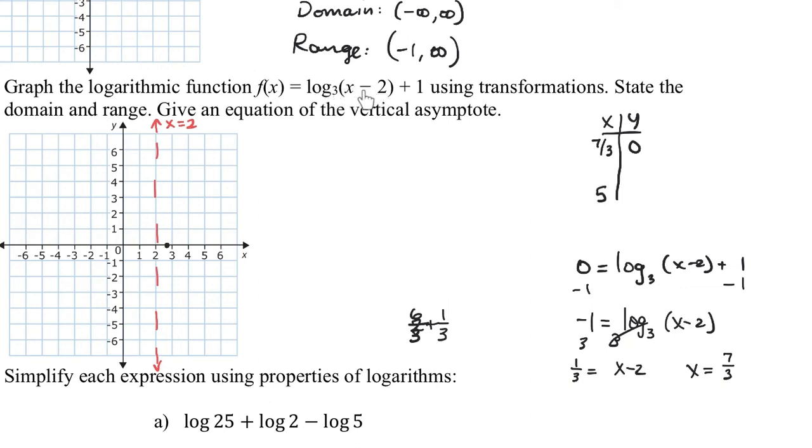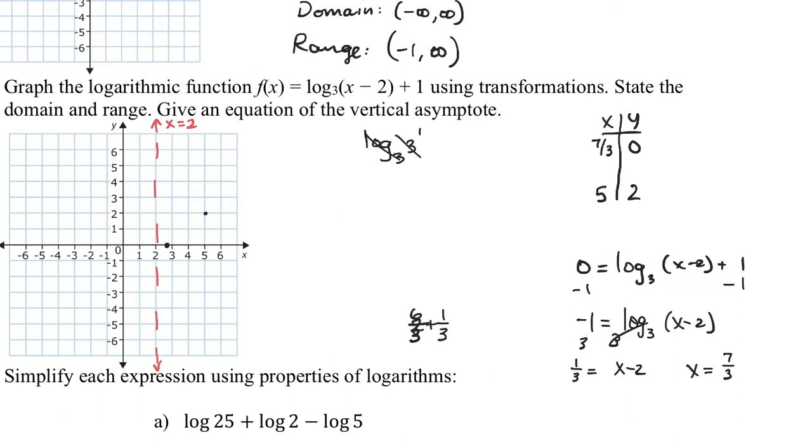The log base 3 of 3, let me write this down. Log base 3 of 3, 3 is raised to the first power, so the 3's would cancel, leaving a 1. So the log base 3 of 3 is 1. 1 plus 1 is 2. So 5 comma 2 is on our graph.